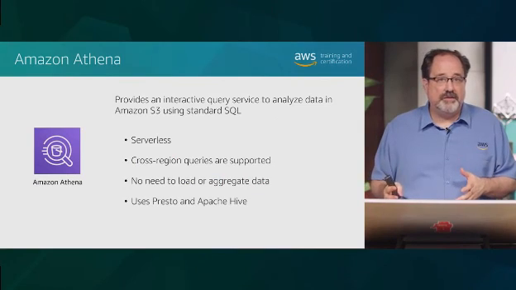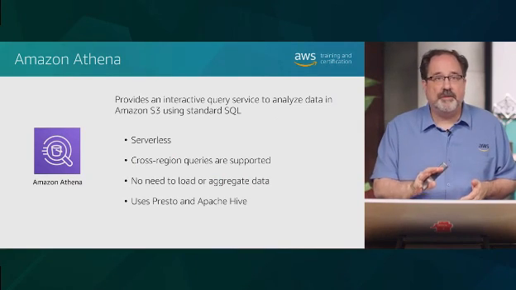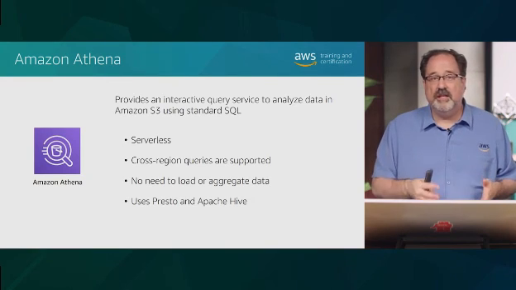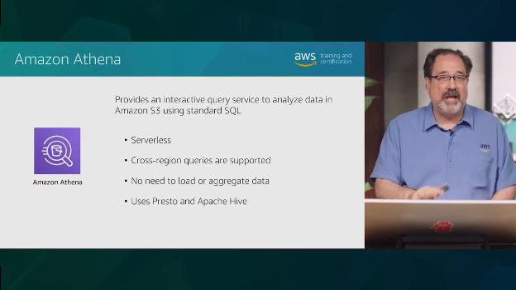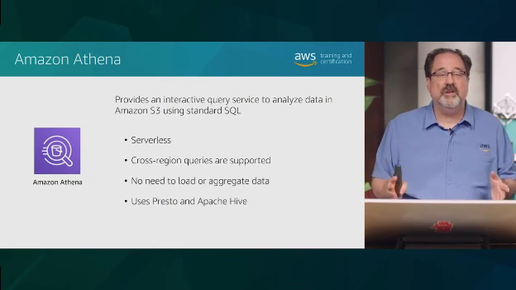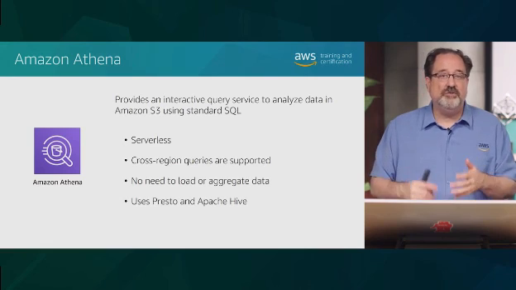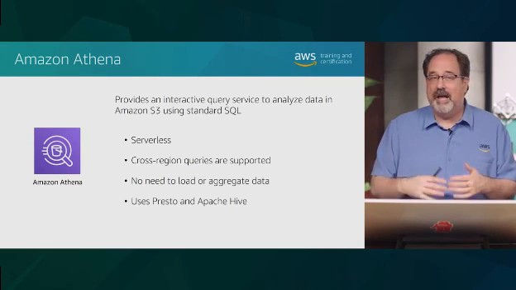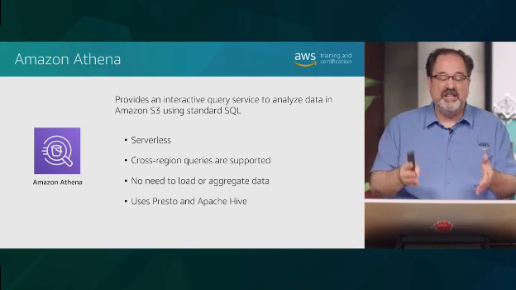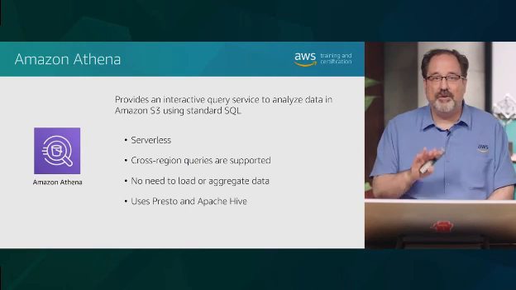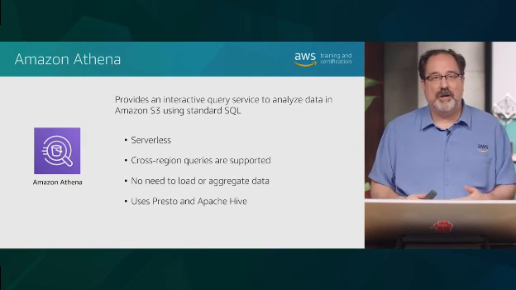Speaking about analytics, it's important to understand Amazon Athena, which allows you to run queries on data that still lives in S3. Now, the advantage here is this is serverless and can actually handle cross-region queries all in the same action. The great thing about Amazon Athena is you do not have to load the data or aggregate the data. It can handle it in its native format right in S3, and it also leverages Presto and Apache Hive as part of its process.